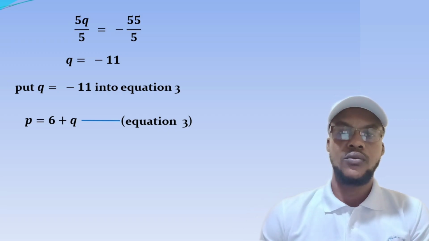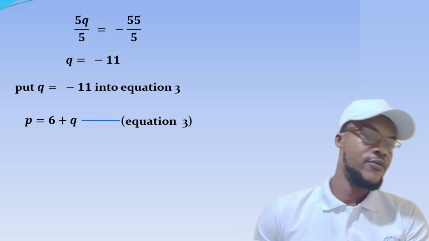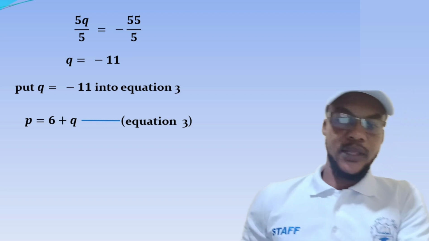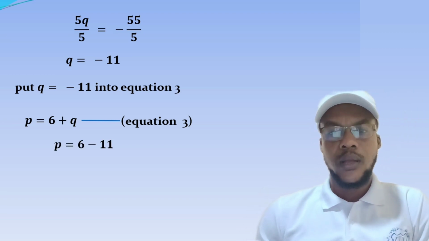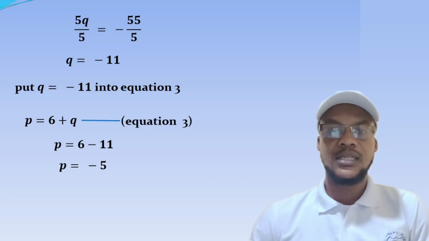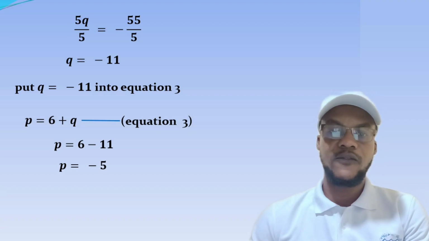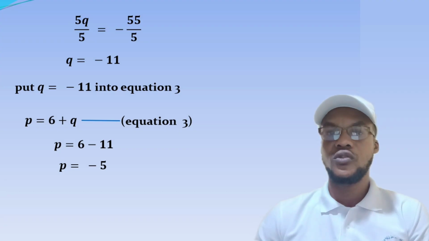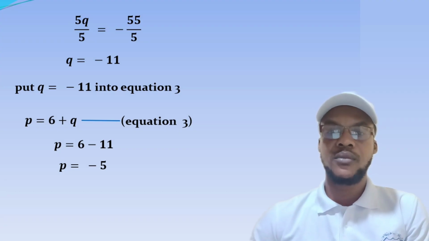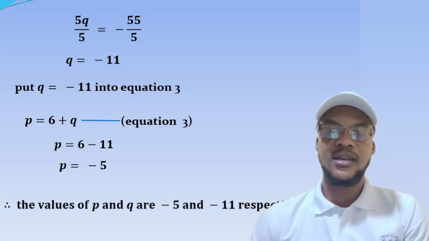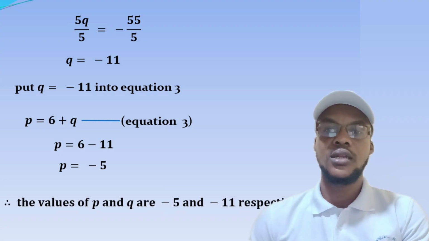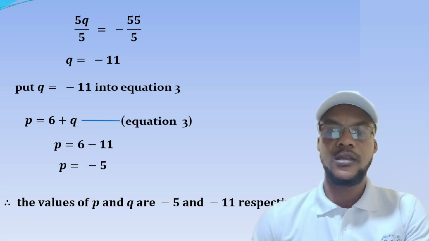So we have it like this, and then we are also supposed to take this. If that's the case, then all that I will do is put negative 11 in place of Q, and then I'm going to have P, which is equal to 6 minus 11, and then my final answer becomes P is equal to negative 5. So this is what we have.